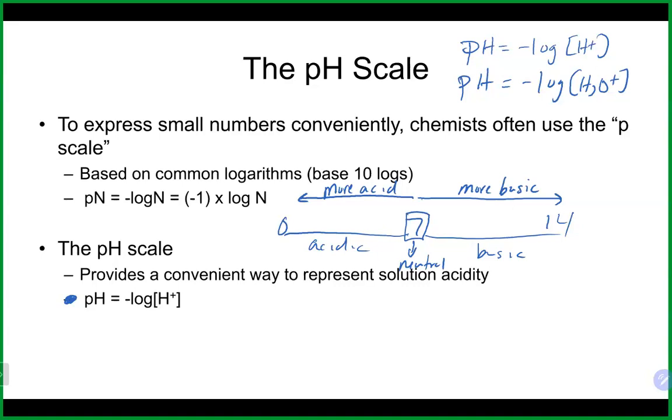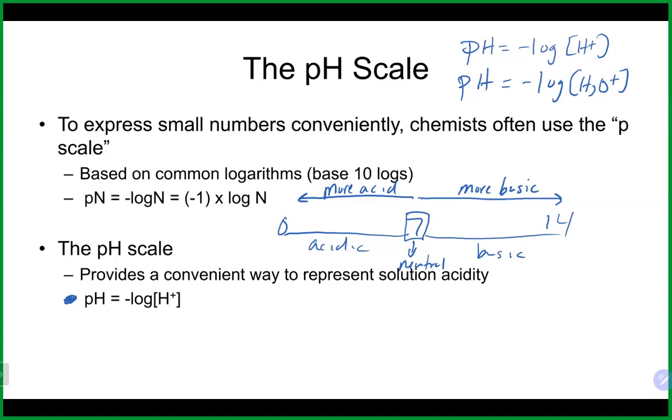Now, in terms of this equation and the rest of the ones we're going to talk about, if you have a display calculator, you should punch it in exactly the way it's written. That, again, is the negative number, not the subtract button. So that's the negative and the log button, and your concentration using your exponent button.